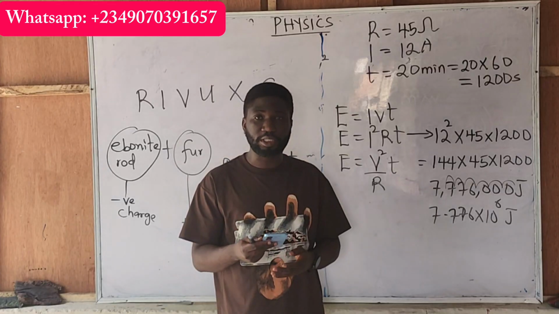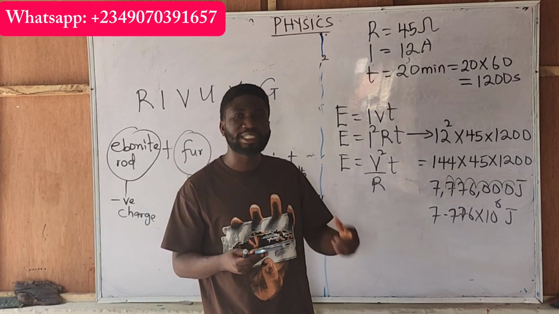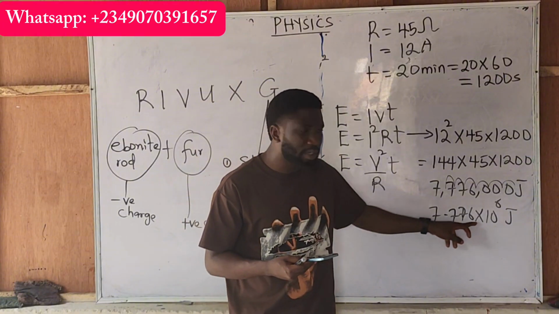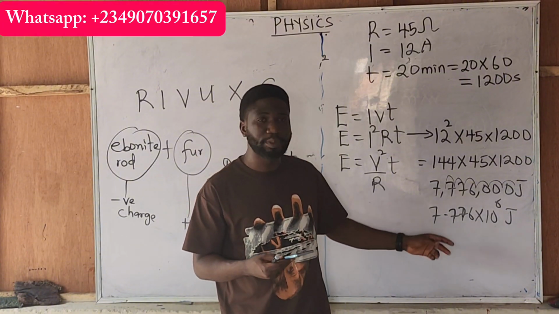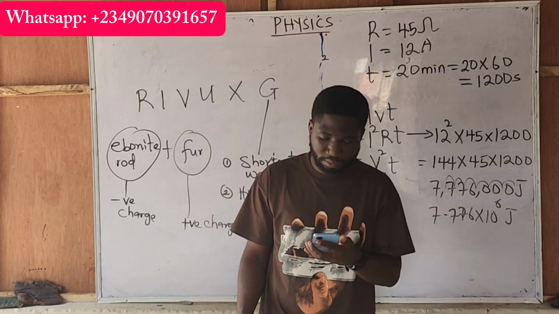And that should be option C. Option C is 7.78, so that means we have it in 2 decimal places. Changing this to 2 decimal places, we are going to have 7.78. So the right answer, like I said, that's option C.